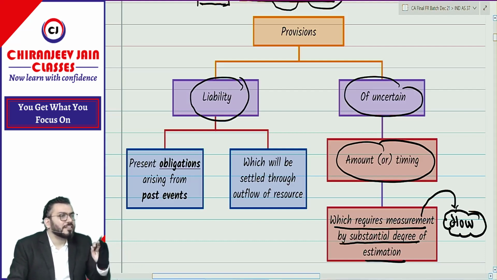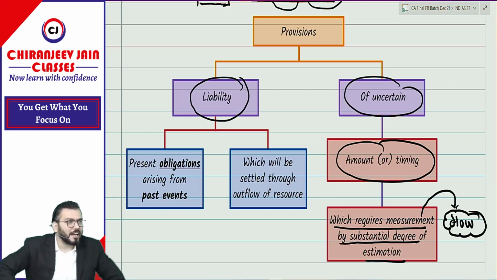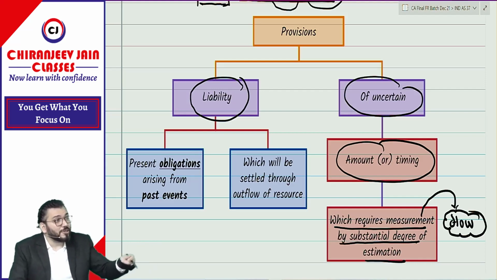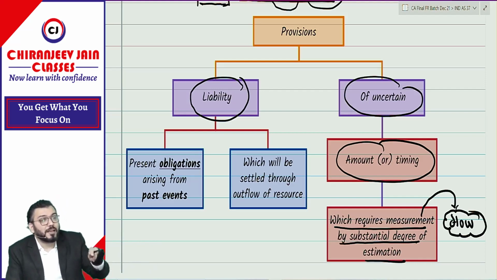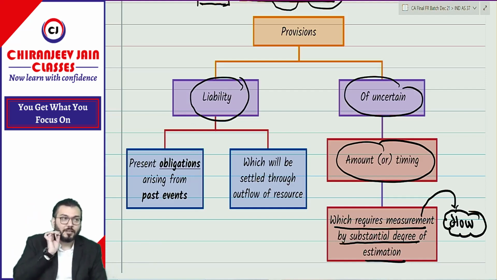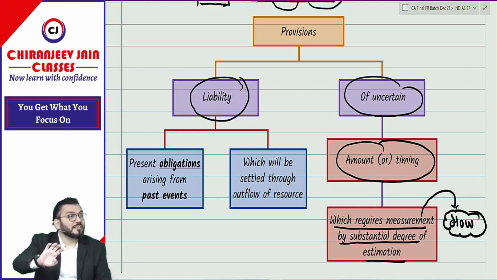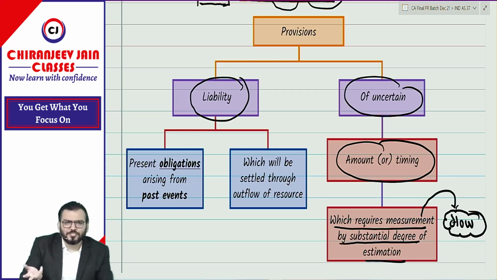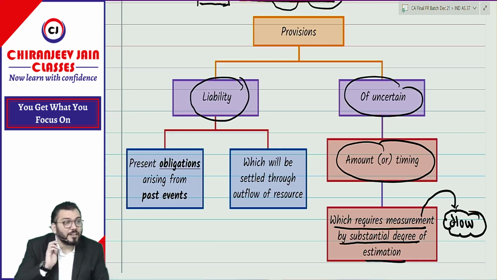For example, rent outstanding or rent payable. But does rent payable require any estimation? No, because you know the amount of payment. You know when to pay. So even though it is not paid, you are recognizing rent payable due to which concept? Accrual concept. It requires the accrual concept, not conservatism. So rent payable is a liability. It does not require any estimation. Therefore, it is not a provision.